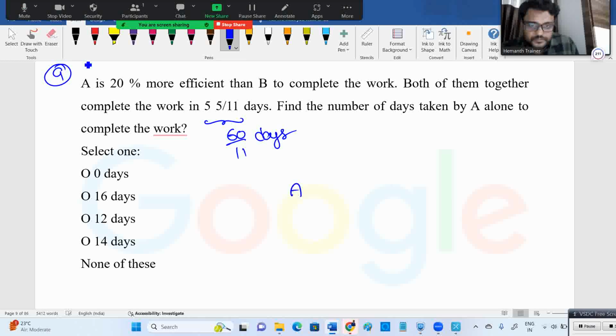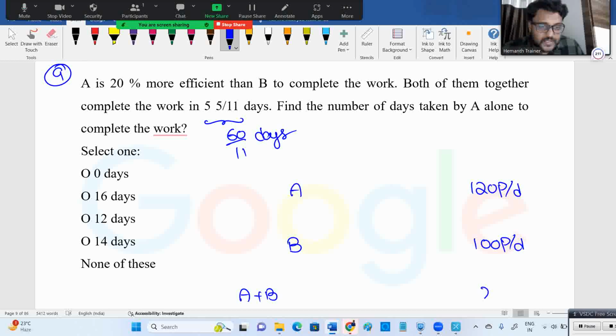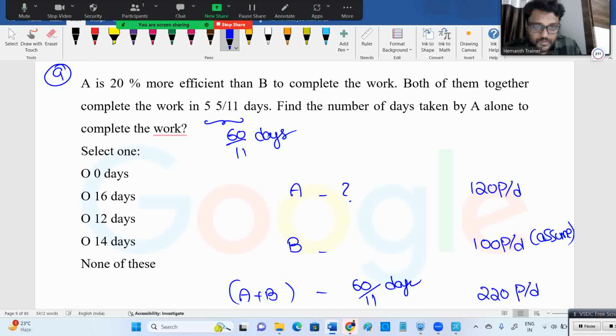So if B can type 100 pages per day, A can type 120 pages per day. That's what 20% more efficient means. Now together, 120 plus 100, 220 pages per day. Here I assumed B types 100, then A will be 120 because of 20% more efficiency. Now together they are given in the question as 60 by 11 days. Now A alone is the question. Let's say that is X days. You need to calculate the X value.